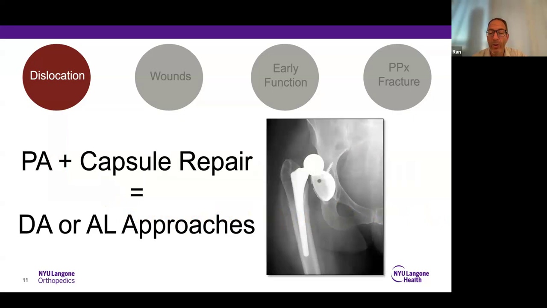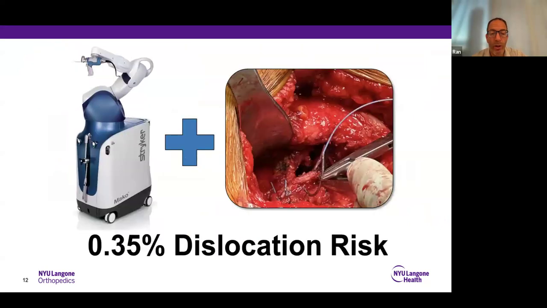So you can see here, this is an image of a dislocated hip. If you fix the capsule, then the posterior approach has the same dislocation rate as the anterior approaches. Of course, in some countries, robotics or different technologies are not available, but where technology is available, the risks of dislocation have decreased tremendously with the use of technology.